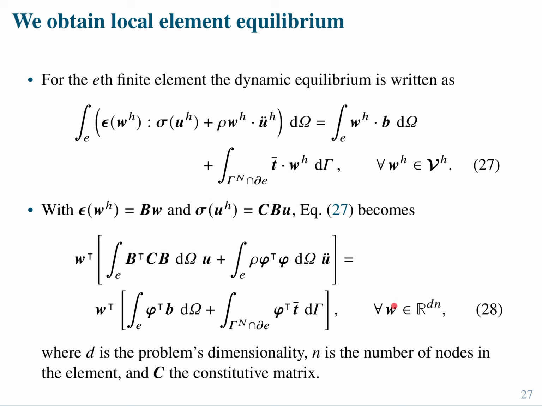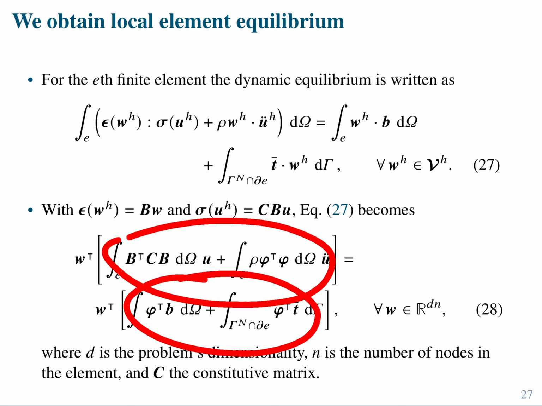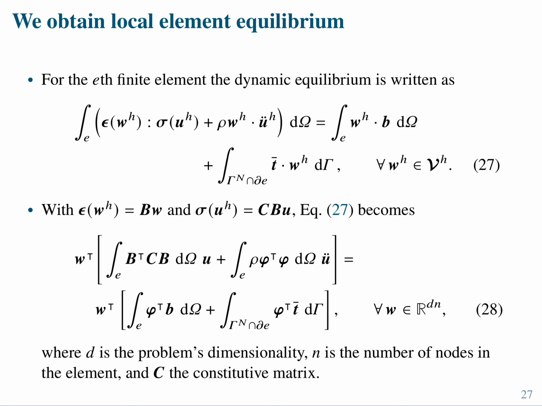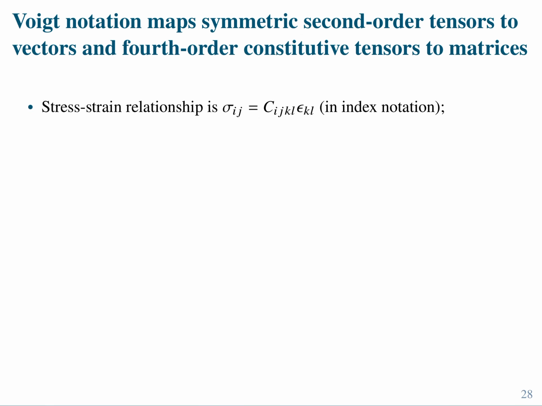And now, well, this has to hold for all vectors in R^(dn), where d is the dimensionality of the problem and n is the number of nodes that you have in the element. So if you're dealing with, let's say, a two-dimensional problem with a triangle that has 3 nodes, it's 2 dimensions times 3 nodes, so R^6, right? And because this expression has to hold for all 6-dimensional vectors, then obviously this thing here has to be equal to that. And this is the trick that we play to get rid of those coefficient vectors w. And then this leads to our local system of dynamic equilibrium at the element level.